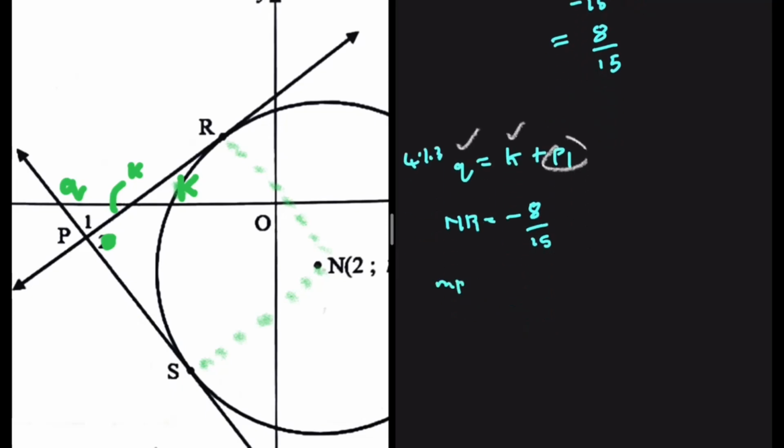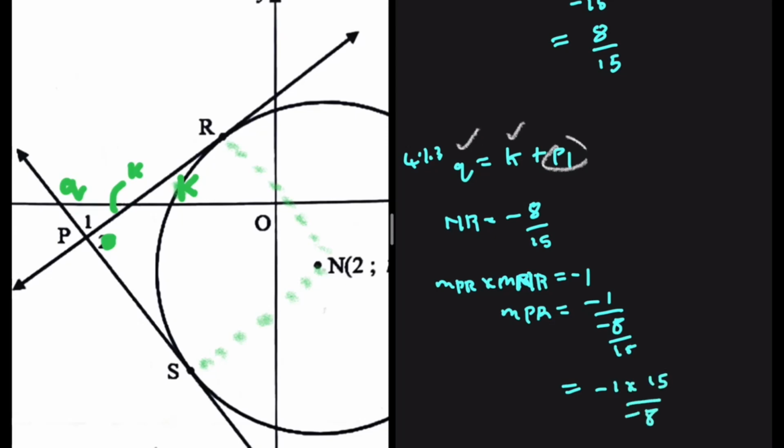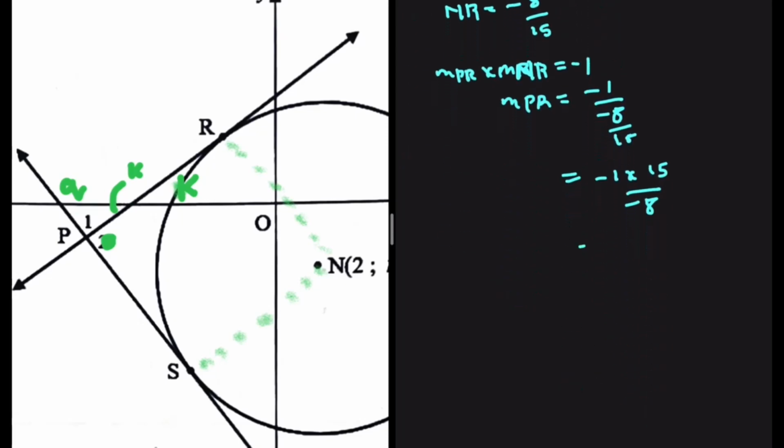So the gradient of PR multiplied by the gradient of NR should give you minus 1. Why are we saying that? The radius is always perpendicular to the tangent. So now we can say that the gradient of PR is equal to minus 1 divided by minus 8 divided by 15. This is just equal to minus 1 multiplied by 15 divided by minus 8. So the gradient of PR is 15 divided by 8.